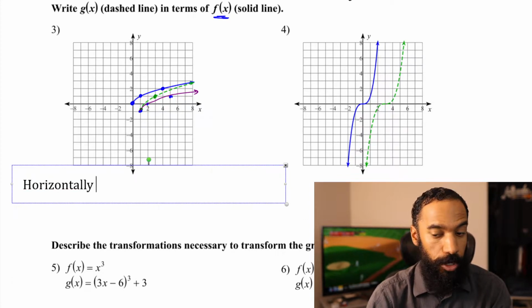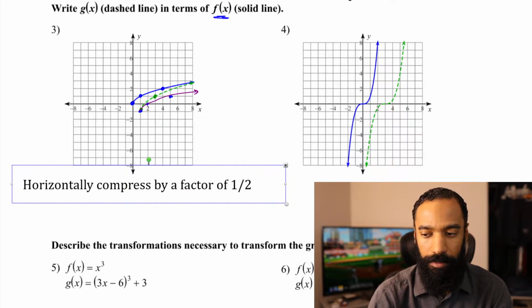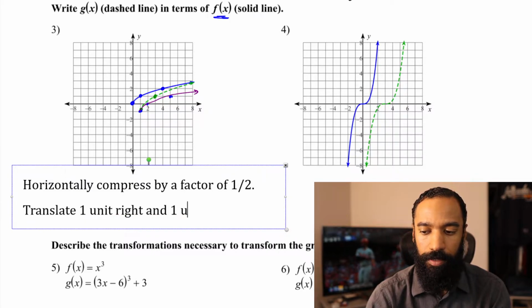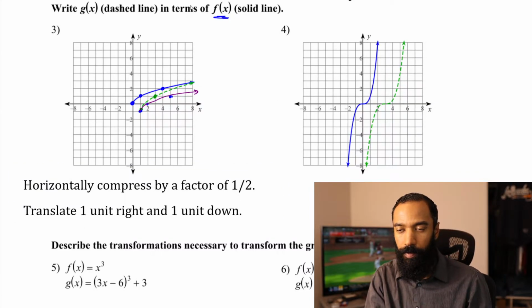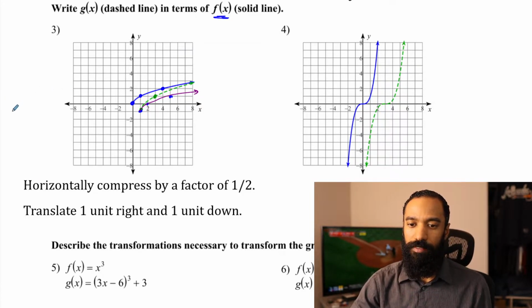Even though we're supposed to write the equation, right? Horizontally compress by a factor of 1/2. And also translate 1 unit right and 1 unit down. This is all about f of x. Okay. Also, I have to write the equation. So this would be g of x equals.